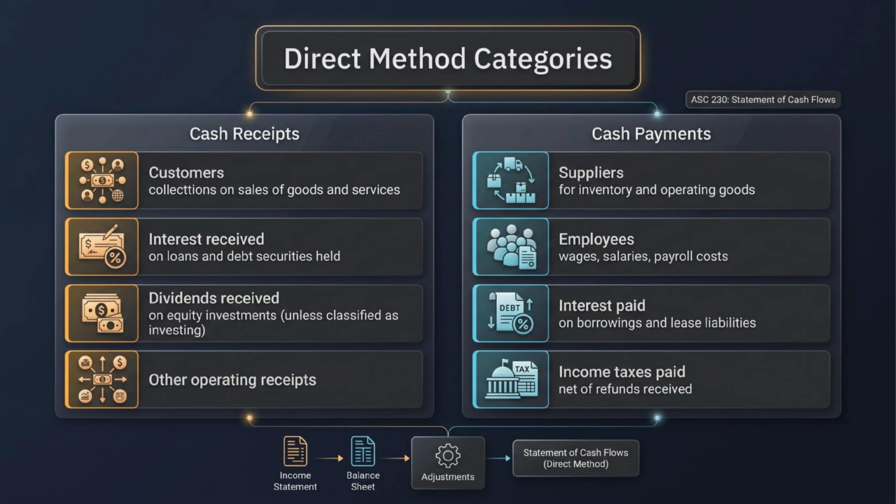They do not just see a reconciliation from profit. They see the actual cash inflow and outflow categories. This is why the direct method is often more understandable for students and financial statement users, even though it may require more detailed preparation work behind the scenes.